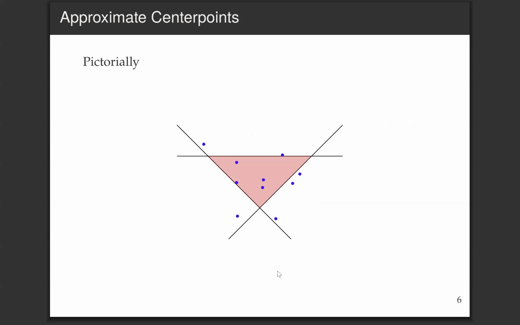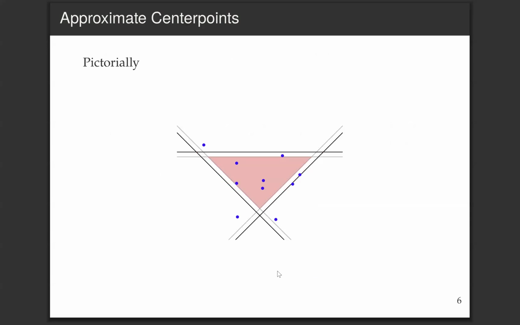And pictorially, what does this relaxation actually mean? So here I've drawn the set of linear constraints that we saw on the previous slide. For visualization purposes, I've only plotted 3 of them. And now, instead of asking for a point in this smaller red triangle, I'm going to relax each of these linear constraints by an epsilon factor. And I'm only going to ask for a point in the larger purple region drawn here, as opposed to the smaller red region that we saw on the previous slide.